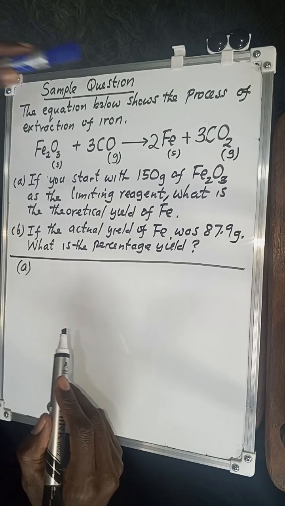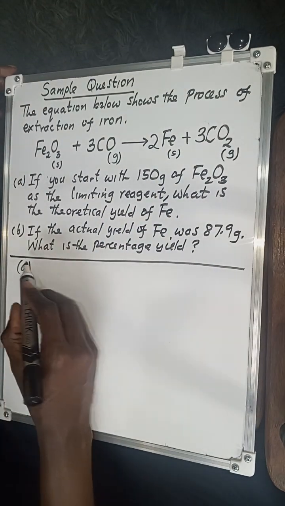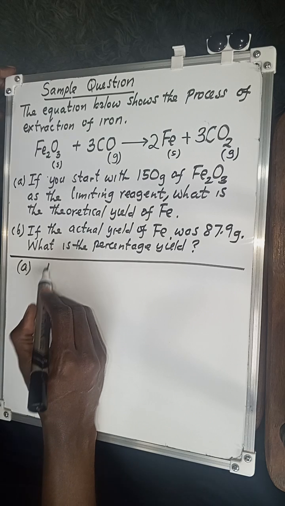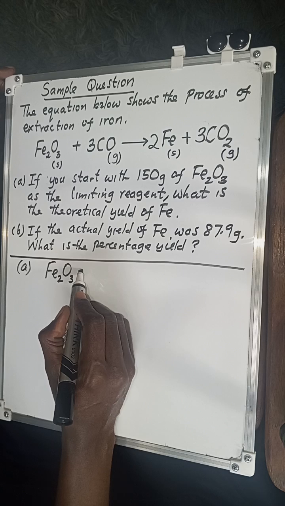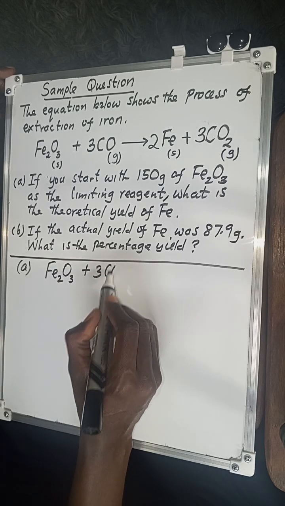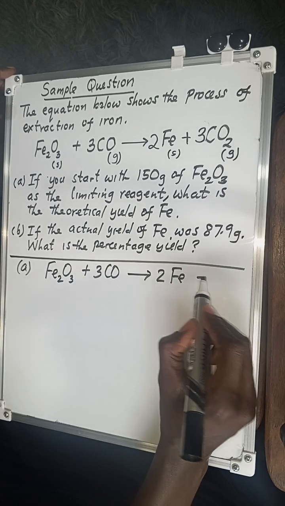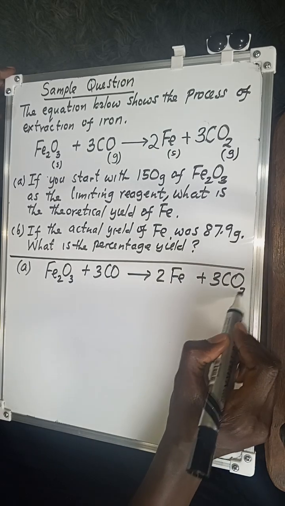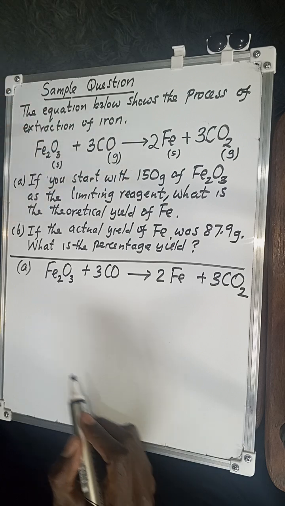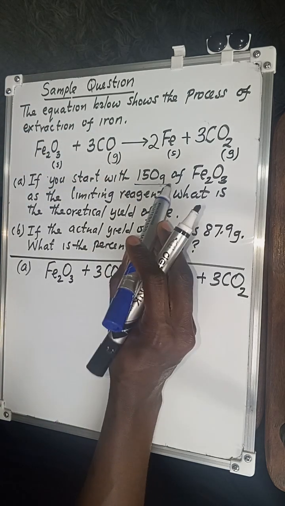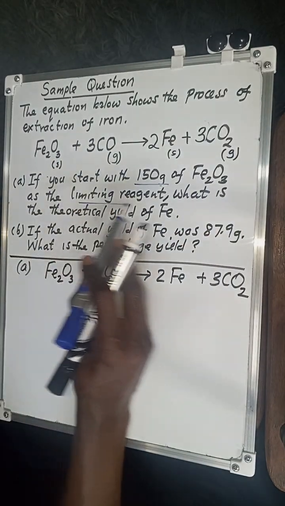So it says the equation below shows the process of extraction of iron. That's the equation they have given you: iron(III) oxide reacting with carbon monoxide to produce iron and carbon dioxide. Then it says if you start with 150 grams of iron(III) oxide as the limiting reagent.